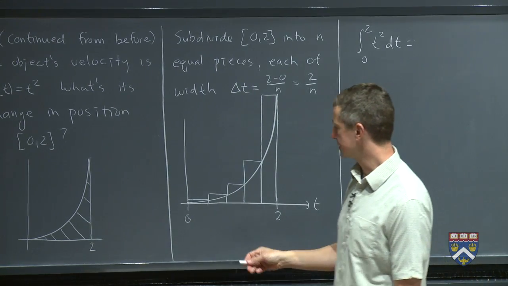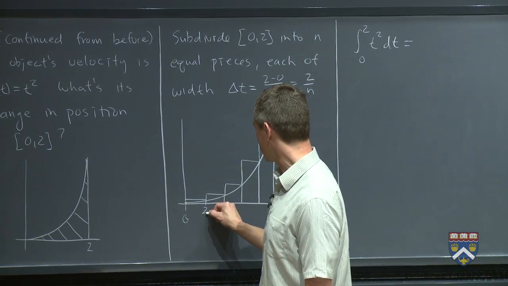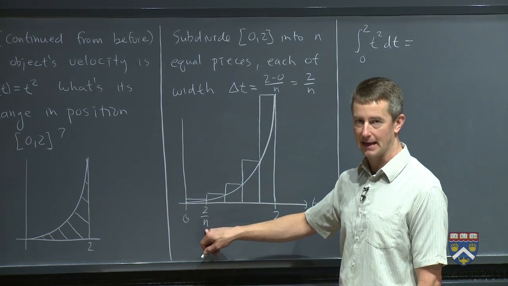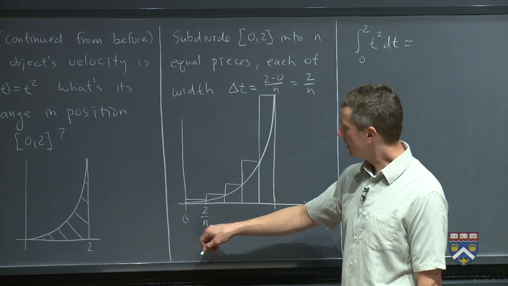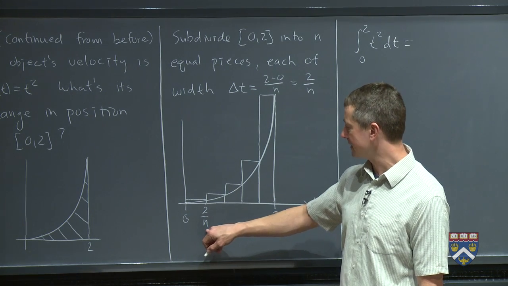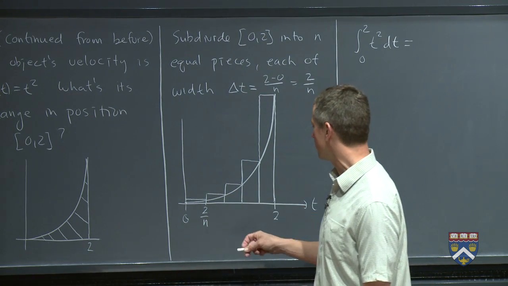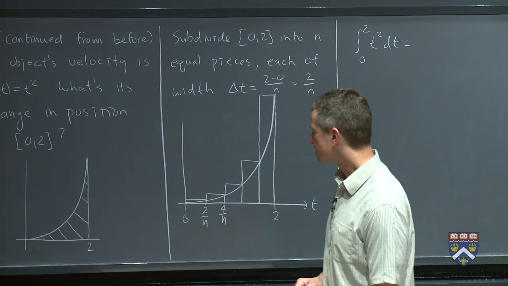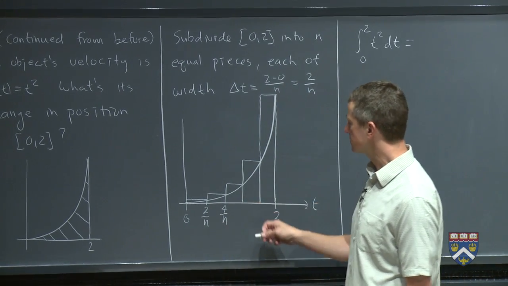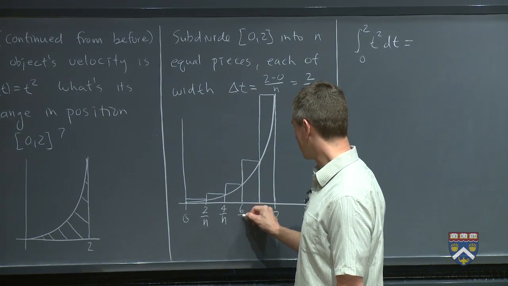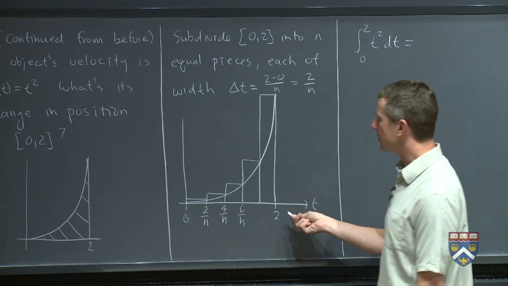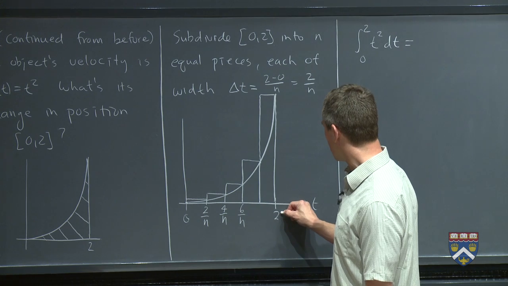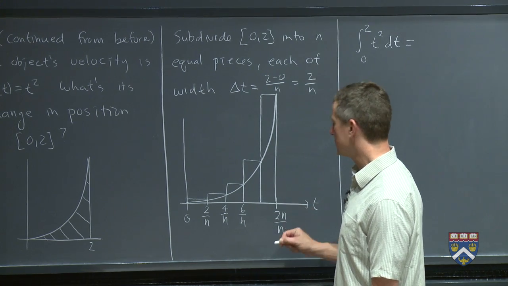So let's label these pieces here. This first one is 2 over n, because I'm going from 0, I'm adding 2 over n to get to the next t or x value. Then we're going to add another 2 over n to get to here. So 2 over n plus 2 over n is 4 over n. Then I'm going to add another one, 6 over n. And we'll keep going until the very last one is 2. And 2 is the same as saying what? It's the same as saying 2n over n.